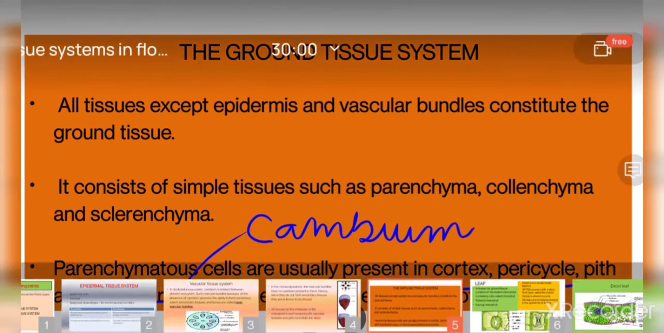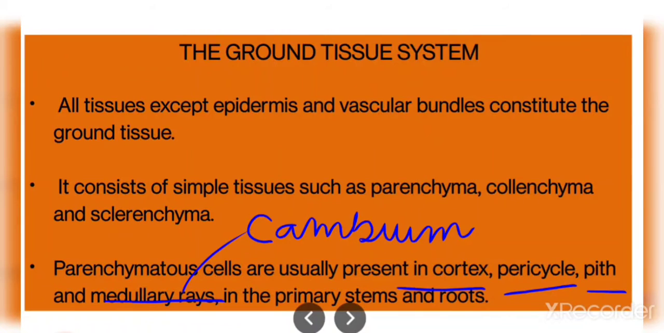So these are parenchyma cells. Parenchyma cells are already differentiated. That means they will be de-differentiated. They will start dividing once again. They become secondary meristem. Then they are going to form the secondary meristematic tissues.